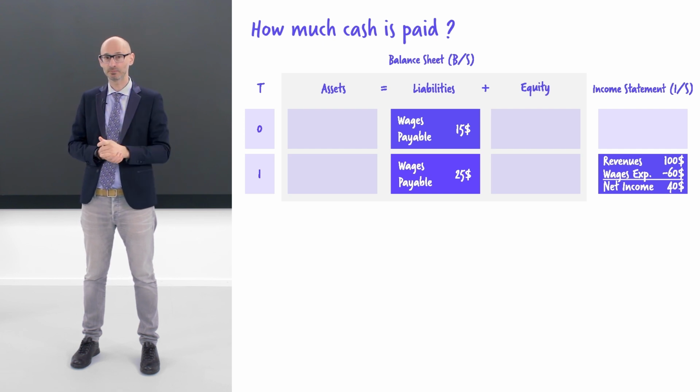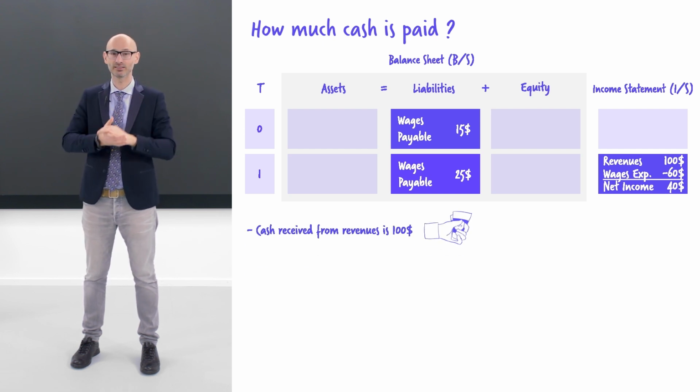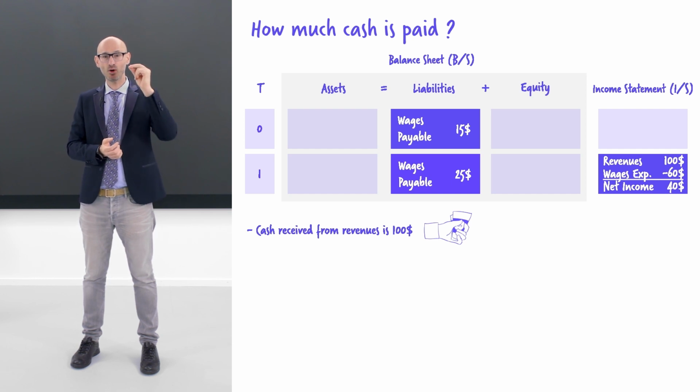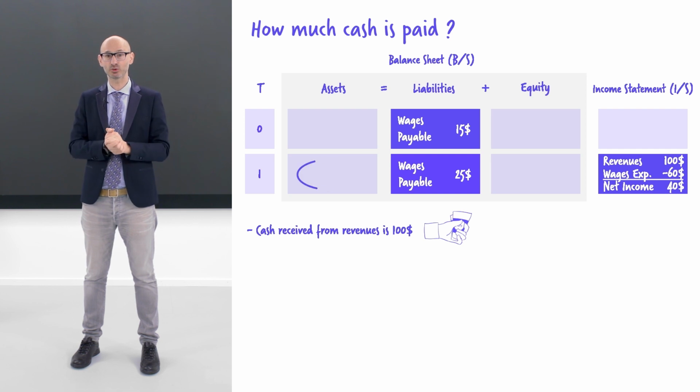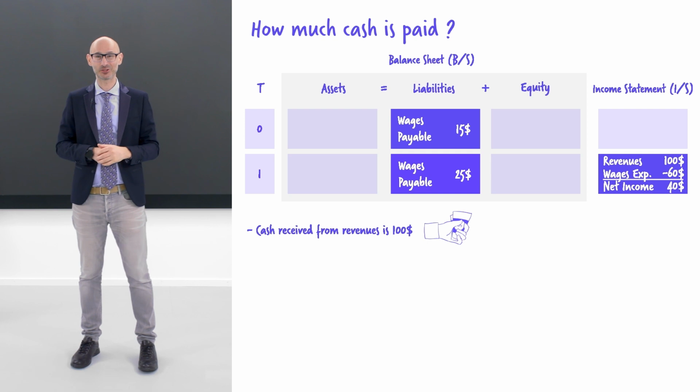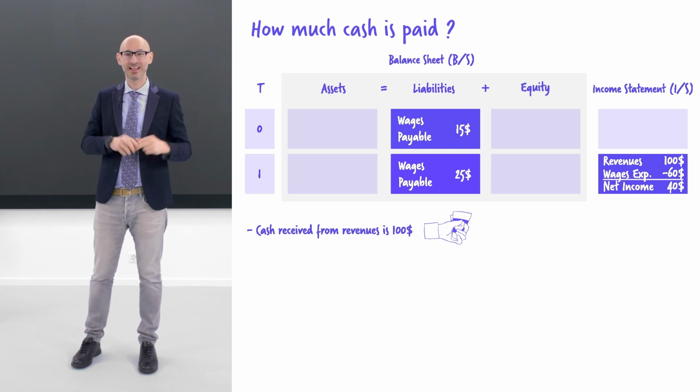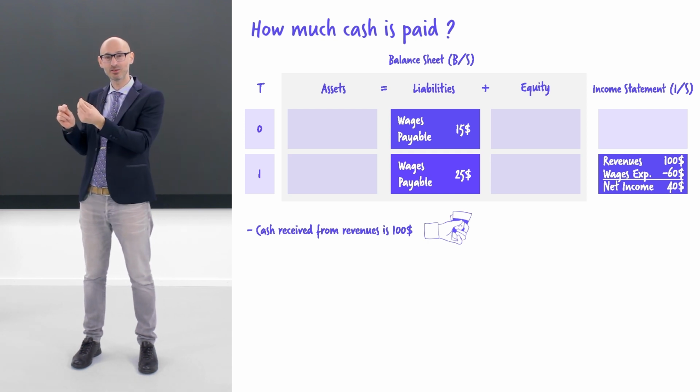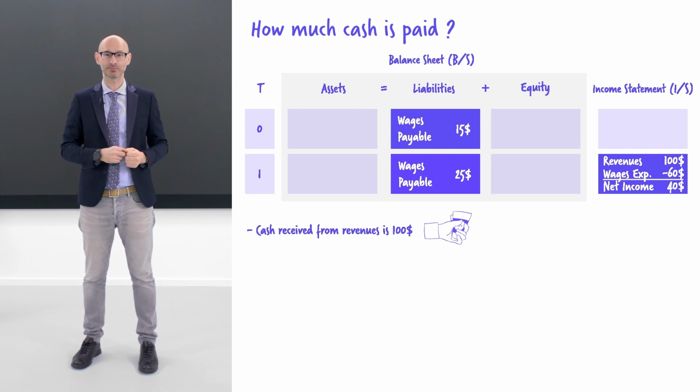Pause and think. The answer is 100. Sales of 100 are all in cash. If it was not in cash, we would have seen a receivable. There are no receivables, so it is all cash. Had there been any receivables, we would have seen them in the balance sheet.